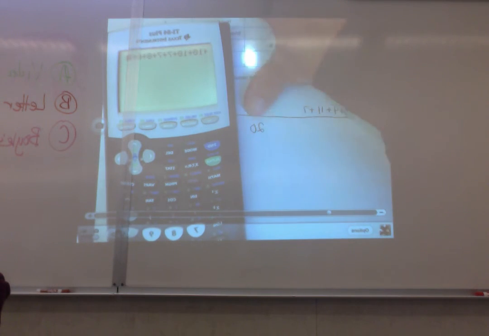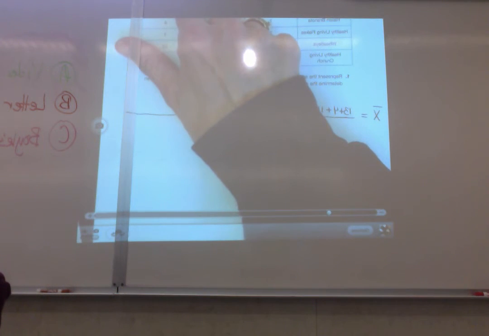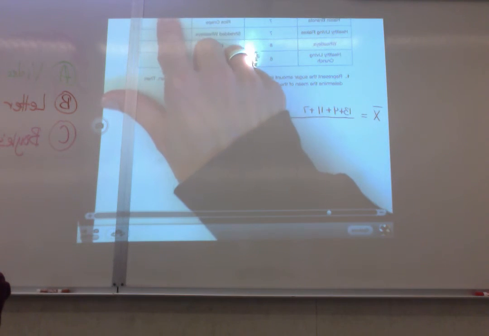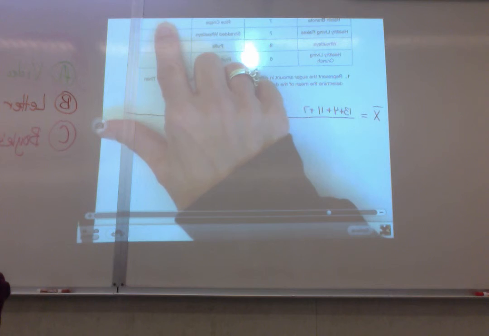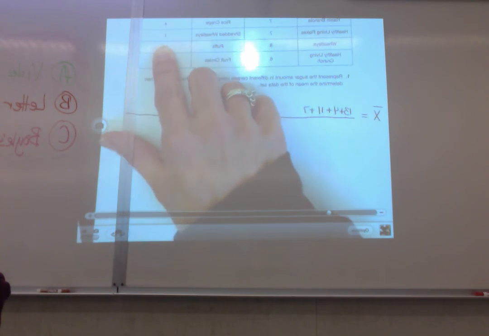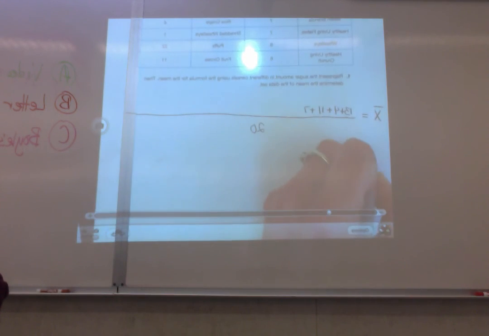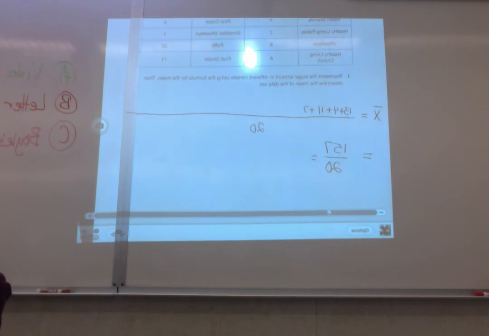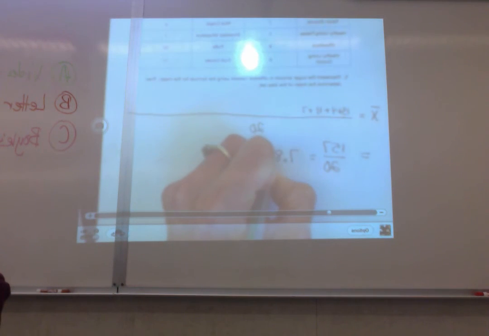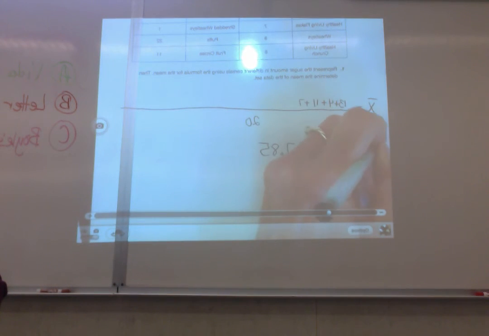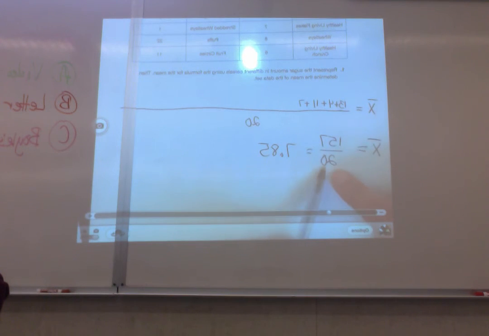On average, 157 divided by 8. Now you divide it by 1. So you get 7 point. What do you get? I'm getting 7.85. My mean. You gotta add up all those numbers, divide by 20.